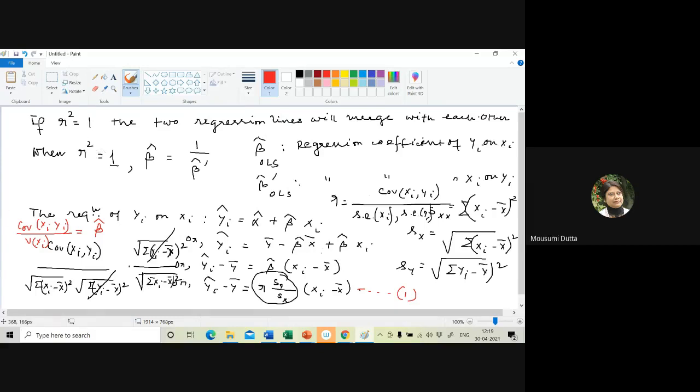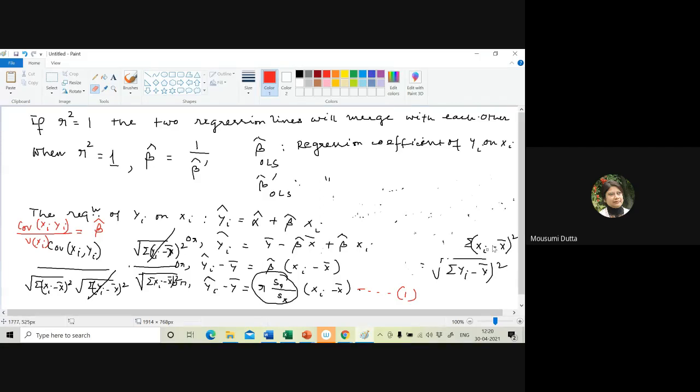I hope the rest of the things are fine to all of you, otherwise I'm not getting anywhere. Is this part okay to all of you? Yes, ma'am. I'm writing beta hat is equal to this. So let me clean the board. In a similar fashion, we can start with regression of xi on yi and present the matter. It is difficult to teach this kind of thing using such a small board.